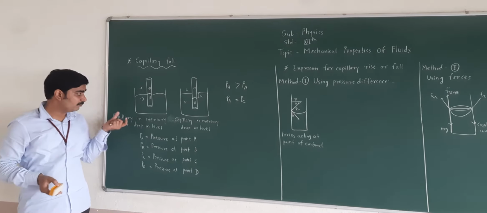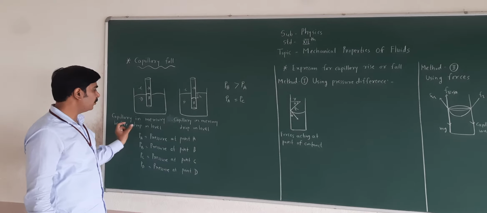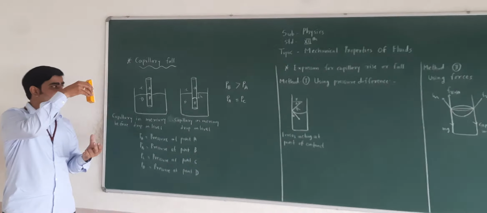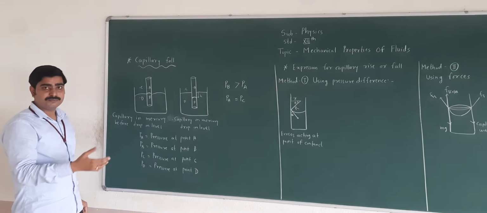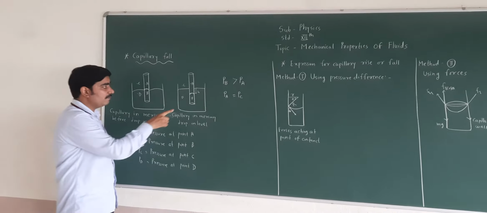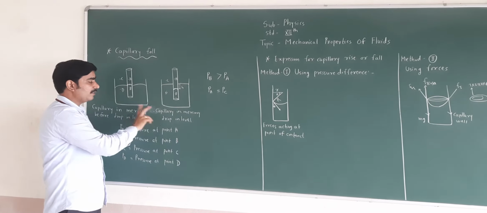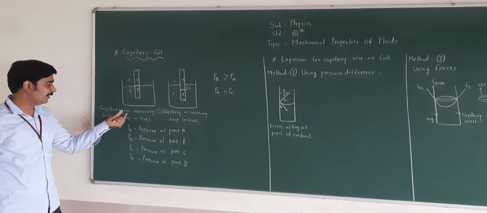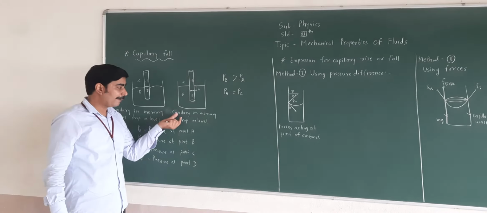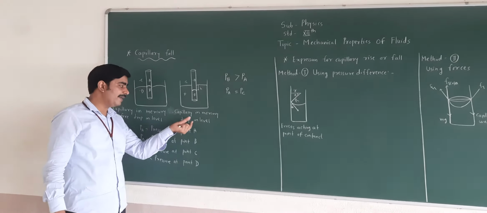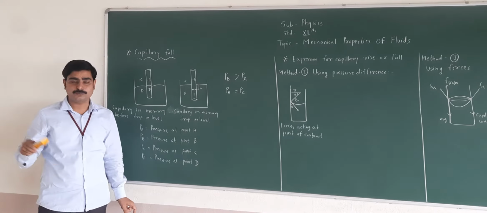So friends, I have drawn two diagrams. First, capillary in mercury before drop in level. This is when the capillary tube is dipped in a container which is filled with mercury. And after some time, if we observe, then we can see that the liquid level will decrease. So those are the two diagrams. First, capillary in mercury before drop in level, and second diagram, capillary in mercury after drop in level. You can see the diagram in your textbook.